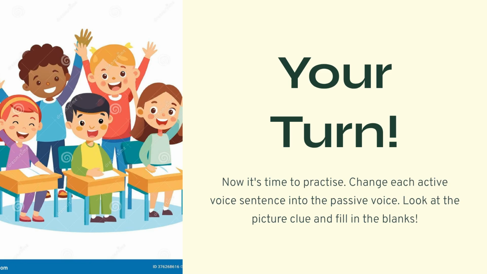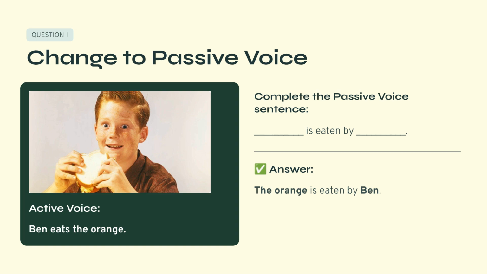Your turn. Now it is time to practice. Change each active voice sentence into the passive voice. Look at the picture clue and fill in the blanks. Question 1. In the active voice, we have Ben eats the orange. How do we say this in the passive voice? The answer is, the orange is eaten by Ben.